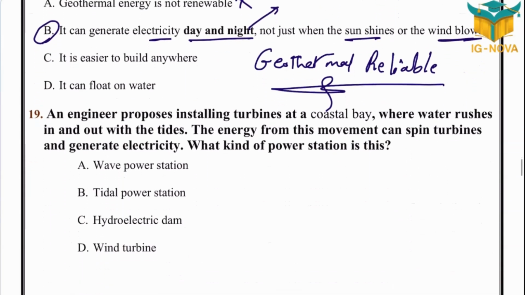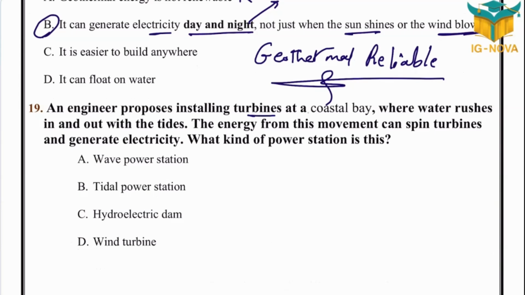Question 19. An engineer proposes installing turbines at Costa Bay, where water rushes in and out with the tides. So with the tides, it must be a tidal power station. It spins turbines to generate electricity. What kind of power station? It's tidal.